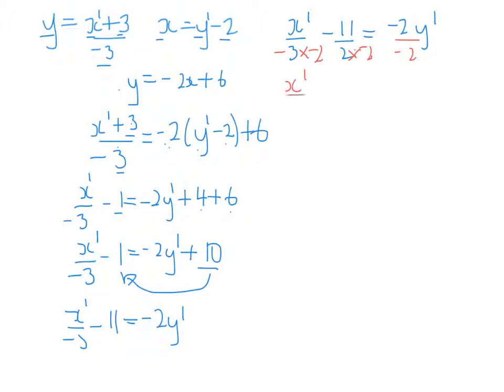This will be x over 6. Minus divided by minus is a plus, and that should only be over 2, and there we go. So the new equation under the transformations is that right there.